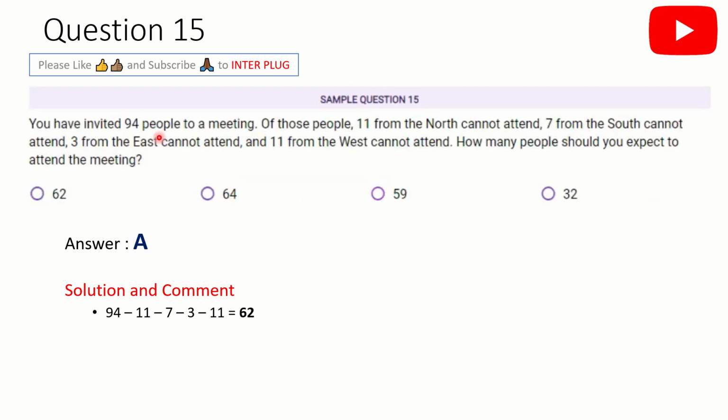Okay, so here we have a maths question. We say you have invited 94 people to a meeting. Of those people, 11 from the north cannot attend. So we remove 11. 7 from the south cannot attend. 3 from the east cannot attend. And 11 from the west cannot attend. So how many people should you expect? So when you do the maths, you get 62. So the answer is 62.